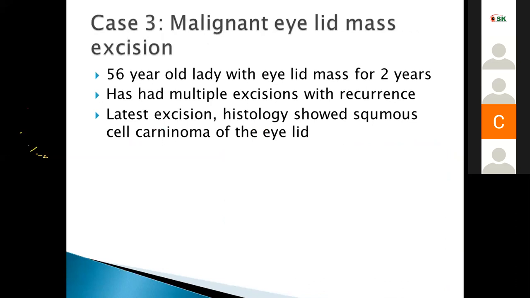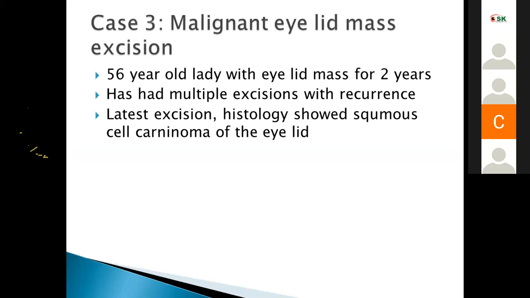Let's go to another case. We are going to revisit that case as we go forward, because there is a way that we are going to merge the two cases that I'm presenting today at the end of it all.